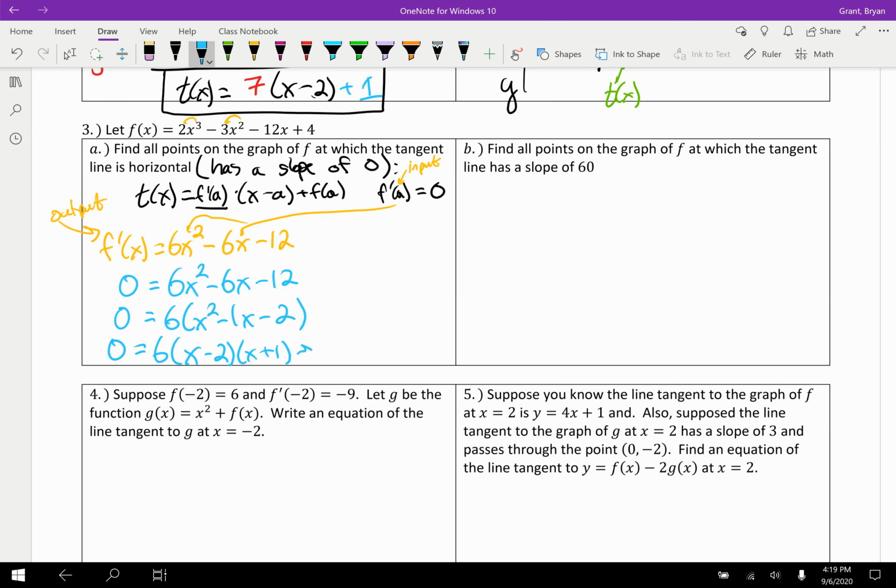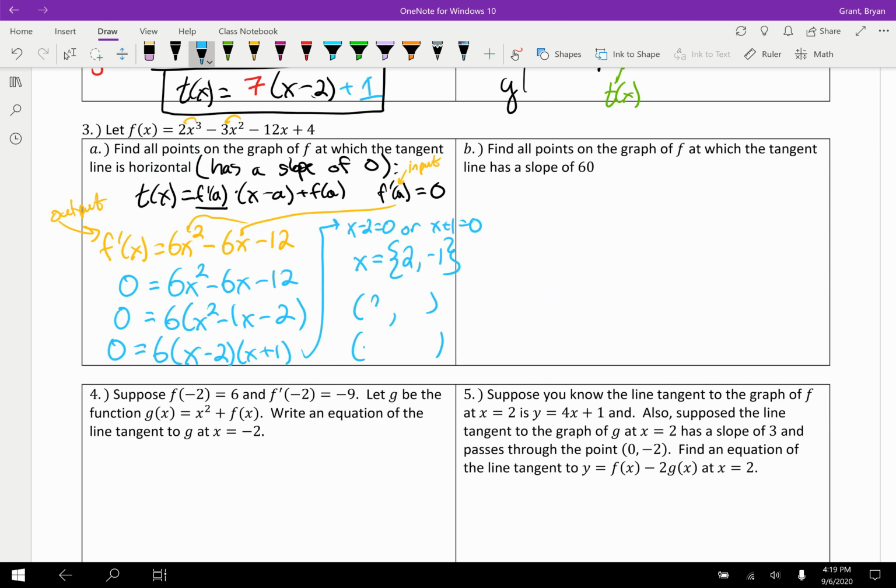And then to solve, we just set each one of these equal to 0. We have x minus 2 equals 0, or x plus 1 equals 0. So we find two values of x: 2 or negative 1. Which would be nice if we could just circle those, except they said find all points, and x values aren't points. Points are x comma y.